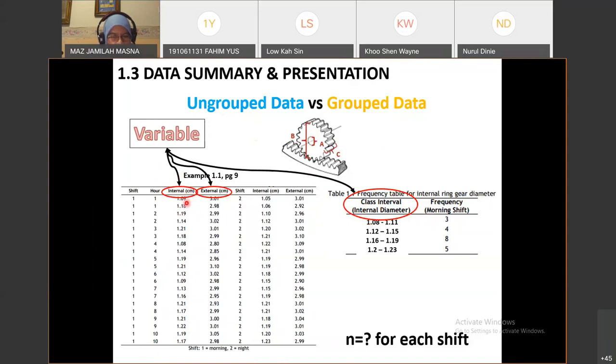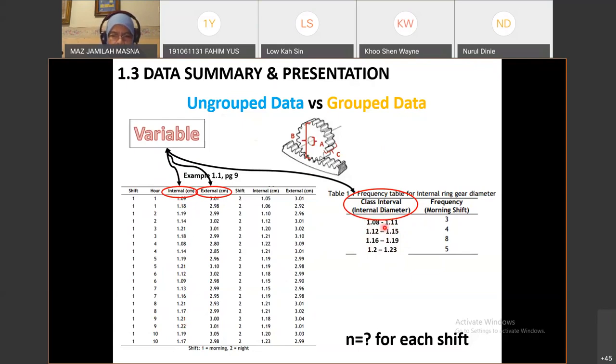When we have class interval, we look at the values. If you can observe from here, we can see the minimum is 1.08. So we begin the class interval with the minimum value, and we are going to end our class interval with the maximum measurement that we have from our raw data. In this case, the maximum value is 1.23. So from our raw data, we put them into different class intervals of the internal diameter. In this case, we would like to have 4 different class intervals, so we divide our raw data into 4 classes.